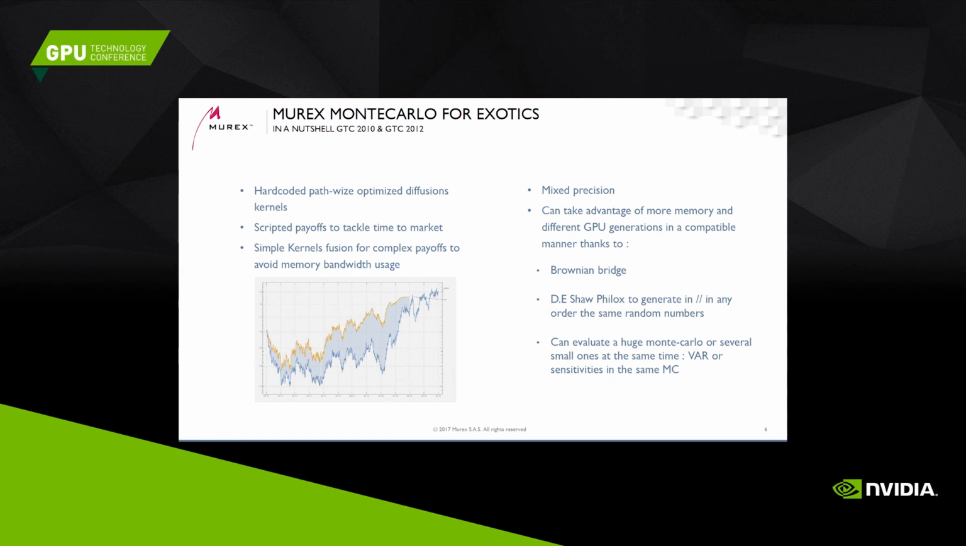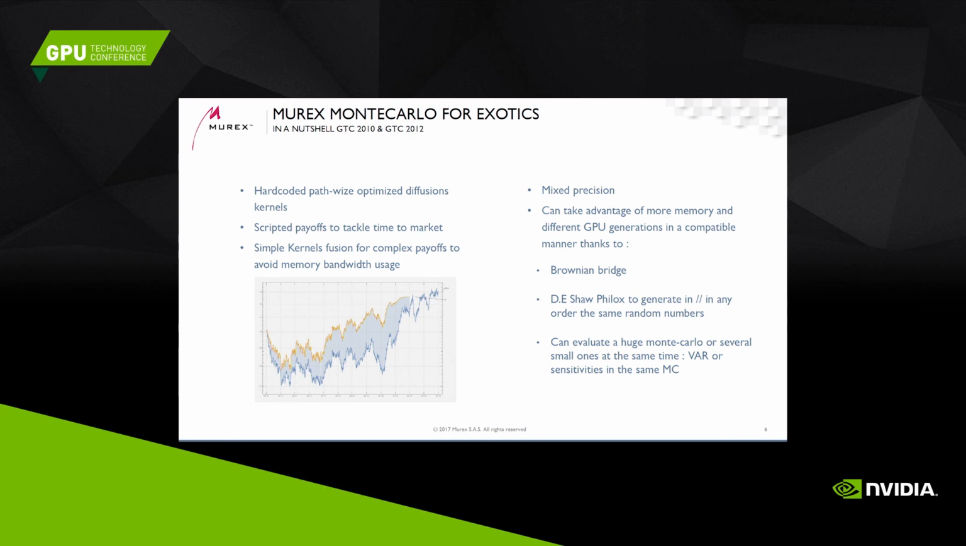Now, for the sake of performance, everything linked to the diffusion or any complex calculation was hard-coded by ourselves and optimized a lot. We also do some kernel fusion inside to avoid the memory bandwidth problem that we saw in the previous presentation. The last important thing is that we have built a Monte Carlo which can be adapted to any amount of memory that a GPU card has, meaning that the more memory you have, the faster we will be.